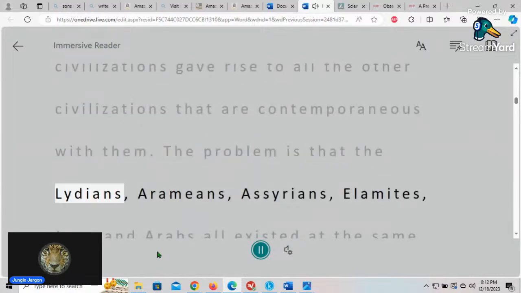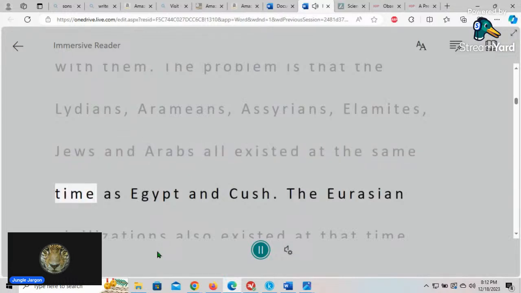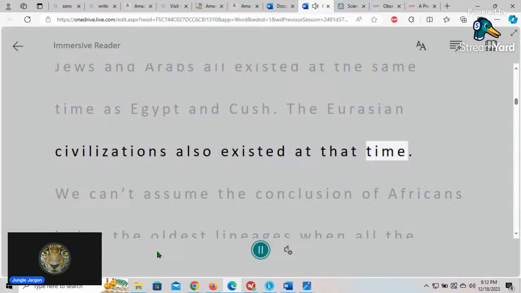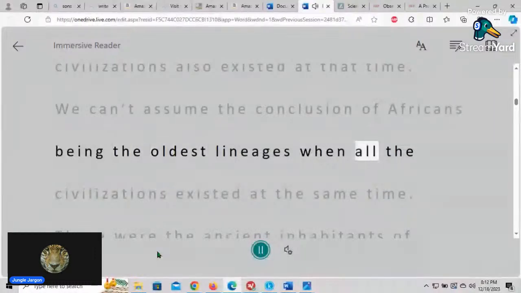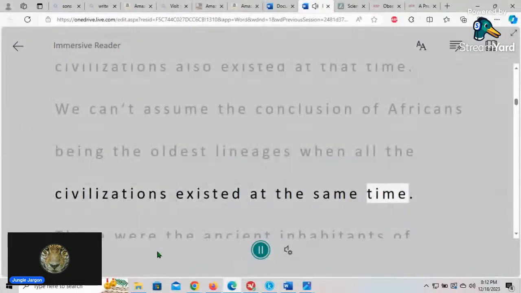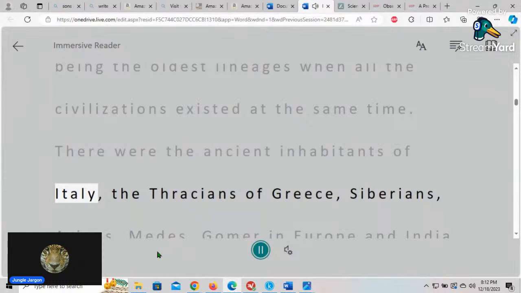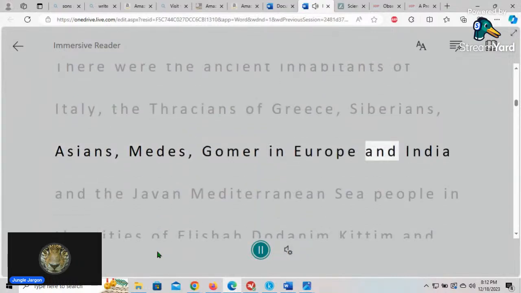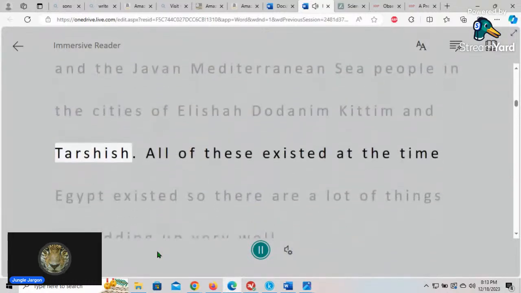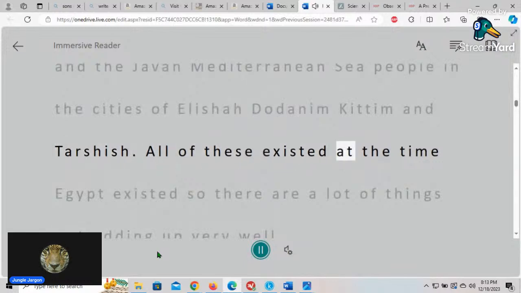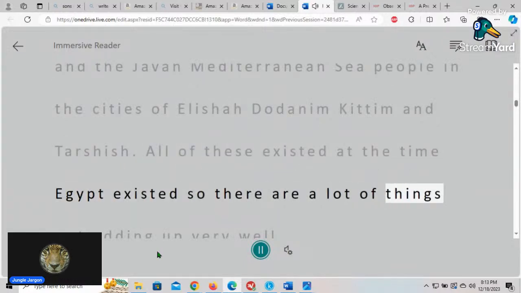The problem is that the Lydians, Arameans, Assyrians, Elamites, Jews, and Arabs all existed at the same time as Egypt and Kush. The Eurasian civilizations also existed at that time. We can't assume the conclusion of Africans being the oldest lineages when all the civilizations existed at the same time. There were the ancient inhabitants of Italy, the Thracians of Greece, Siberians, Asians, Medes, Gomer in Europe and India, and the Javan Mediterranean Sea people in the cities of Elisha, Dodanim, Kittim, and Tarshish. All of these existed at the time Egypt existed, so there are a lot of things not adding up very well.